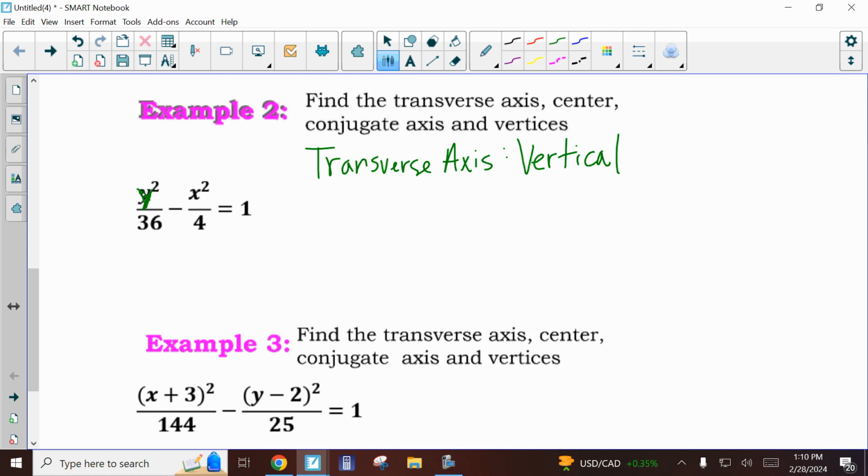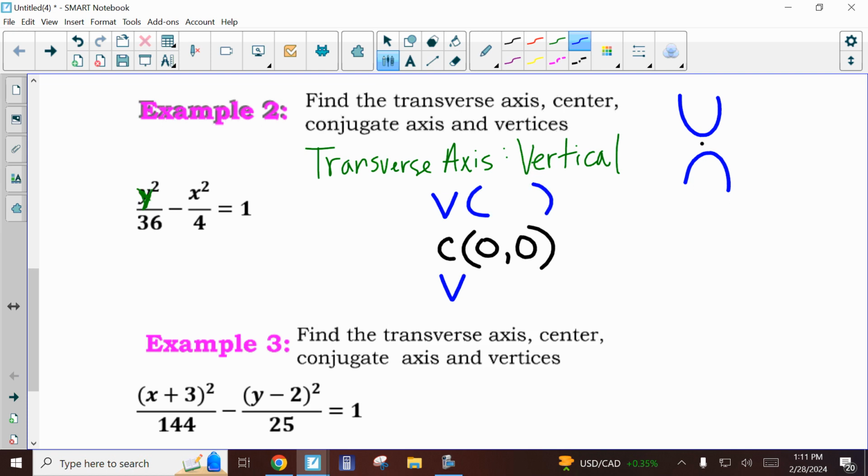So now check this out. A vertical transverse axis means that the shapes are going to look like this. So the center has to be here. So to get to the vertex, I have to go up and down. So I'm going to set up my answer so that the center is in the middle of the two other points. This one also is set up as 0, 0. And I want to move up and down. So I'm going to set up my answer so it looks like this now. So I'm going to put the points literally up and down from 0, 0.